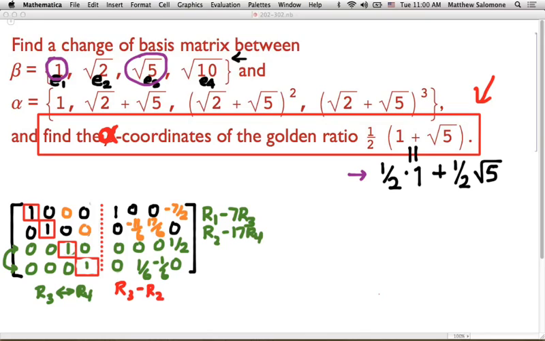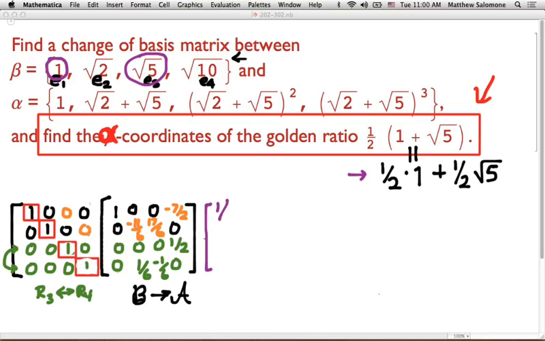So now that we have our inverse, let me put a nice bracket around it. So there's our inverse. So this should be the matrix that converts us from B basis into A basis. This is what we wanted, because we knew what the golden ratio was in the B basis. Namely, in the B basis, the golden ratio was 1/2 times 1, plus 0 times square root of 2, plus 1/2 times square root of 5, plus 0 times square root of 10. So just to reiterate here, this is 1/2 plus 1/2 square root of 5.